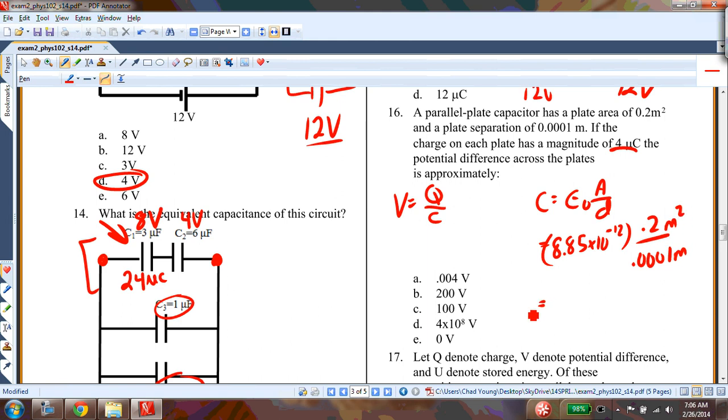So that gives me a capacitance of 1.8 times 10 to the minus 8 farads. And then if I have 4 microcoulombs, this is what, 0.0018 microfarads. But look, I'm just going to keep everything in SI units. I think that might be easier for you.